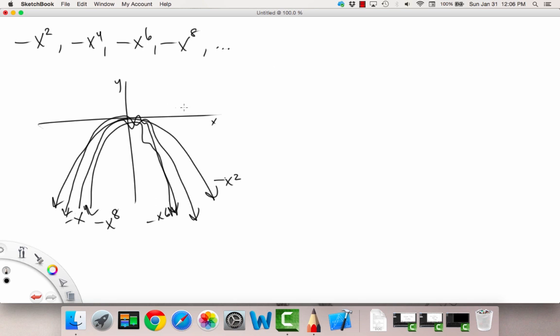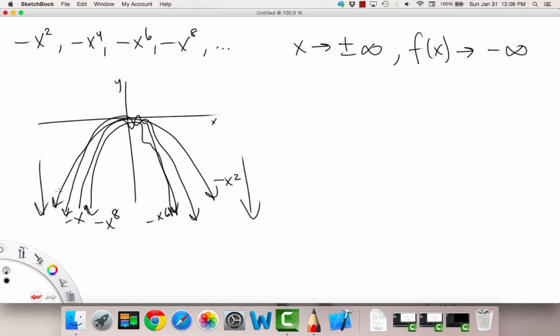Now we see, as x goes to positive and negative infinity, our function values f of x are going to negative infinity, because they're all going down on both sides. As x goes this way and as x goes that way, our function is going down, down, down. So let's look at the characterization then of even numbered powers.